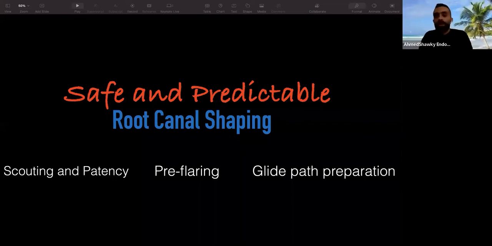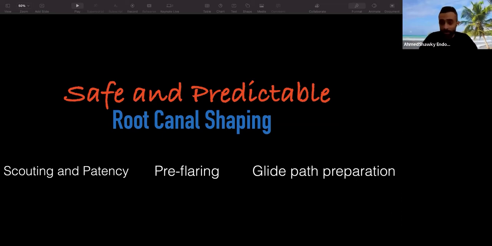So the previous part in the presentation that we just finished is about what we know. Now let's move to what we should do, because we know the features, we know the kinematics, we know the design, we know the metallurgy, but how to make use of this feature in a clinical situation. So now we are talking about safe and predictable root canal shaping through very important steps, not necessarily in that order, but these should be fulfilled before you shape the root canal with larger sizes.